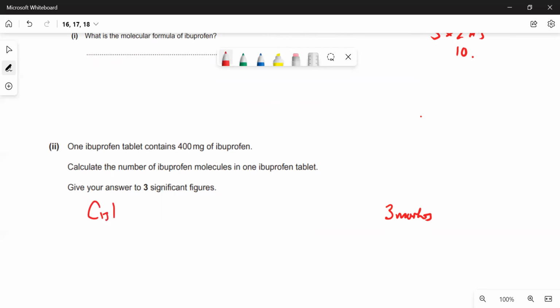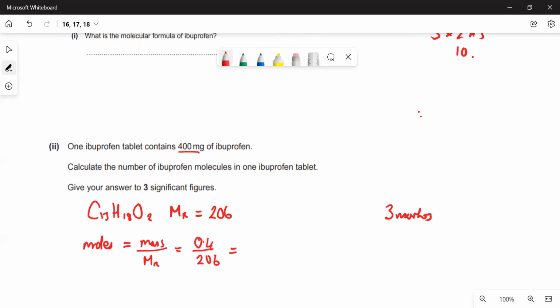That's the formula of ibuprofen. So the Mr is that, you work it out, that's 206. Right, moles, first of all, we want to find the number of molecules, so we have the moles, then multiply by the Avogadro constant. So moles is mass over Mr. The mass, we have got 400 milligrams, that's 0.4 grams, over 206.